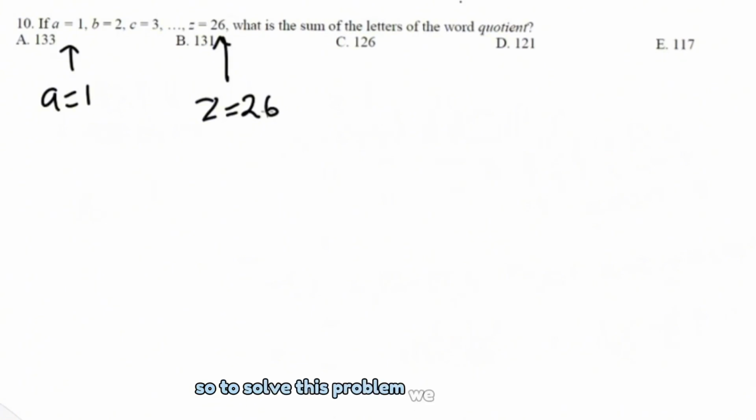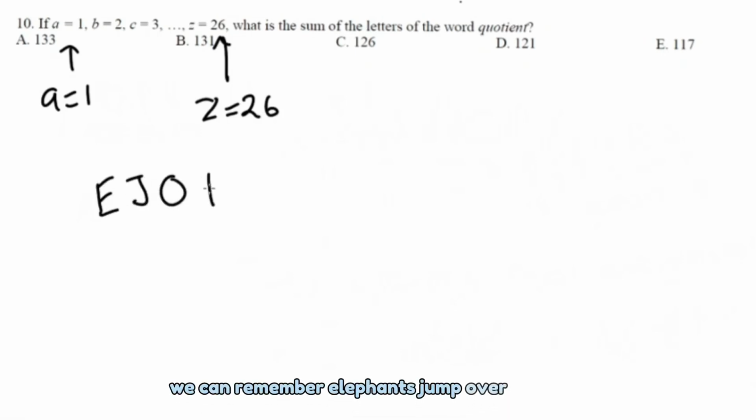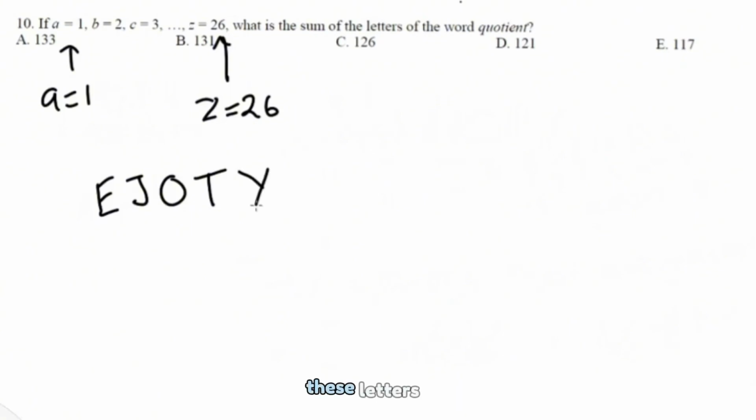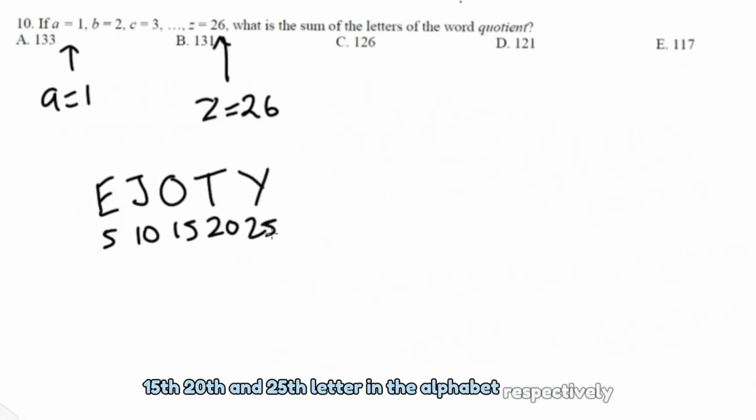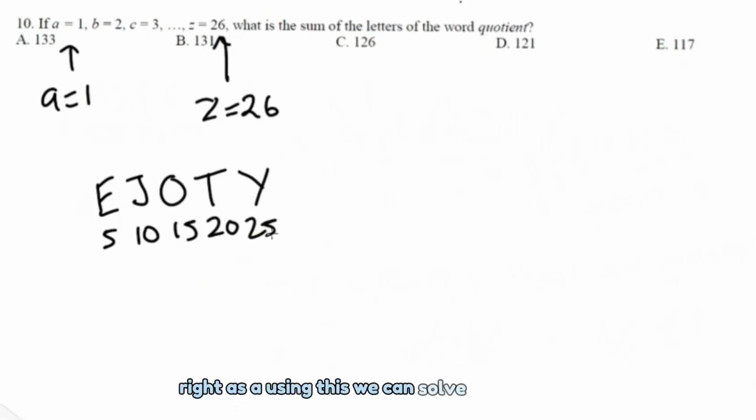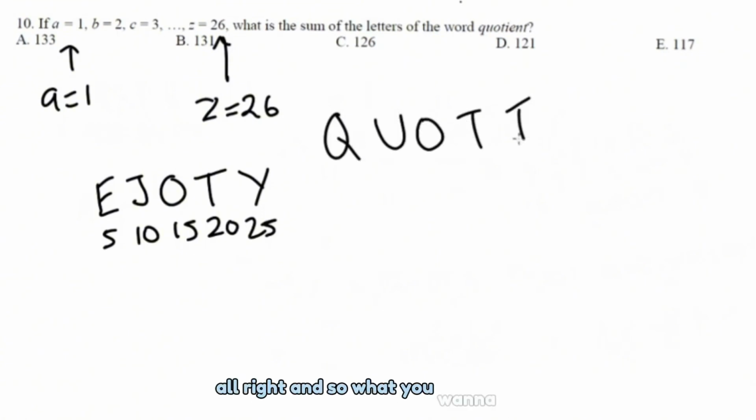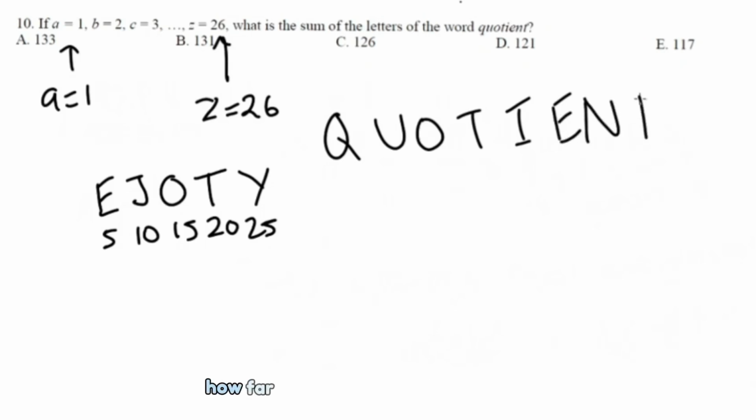So to solve this problem, we can simplify it. Instead of counting through the alphabet each time to find a letter's position, we can remember elephants jump over the yard. These letters, EJOTY, are the 5th, 10th, 15th, 20th, and 25th letters in the alphabet, respectively. And so using this, we can solve the problem. So we have our word, quotient. What we want to do is find out how far away from one of these letters, like E, J, O, T, or Y, is Q, or U, or the letter we're trying to find.